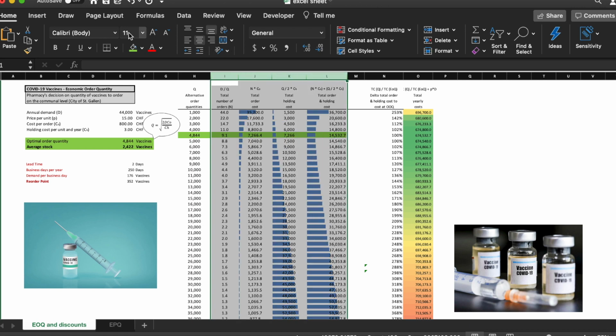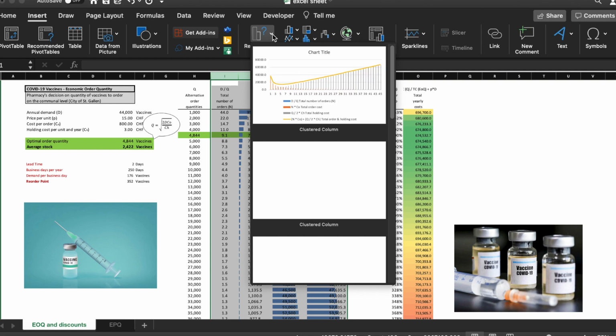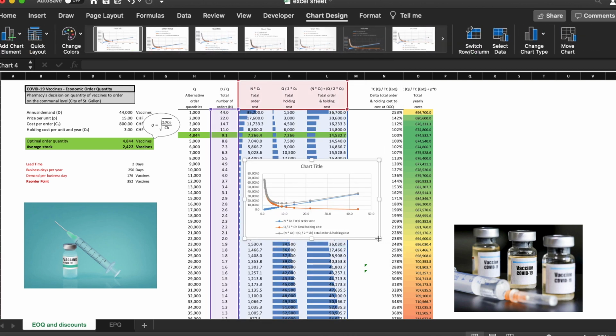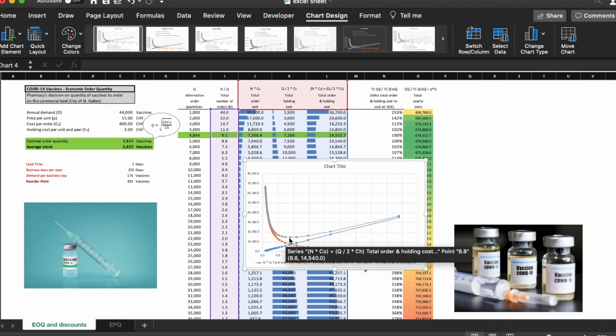We can begin by defining the relevant values, and then continue by plotting the graph. It shows the cost in function of the number of orders. Most important is the gray line, showing the evolution of total costs. And we can see a minimum at 9.1, corresponding to our EOQ.